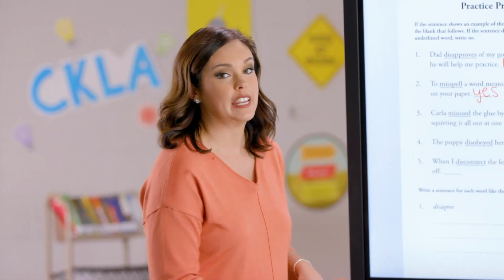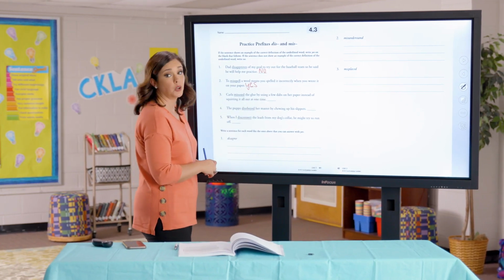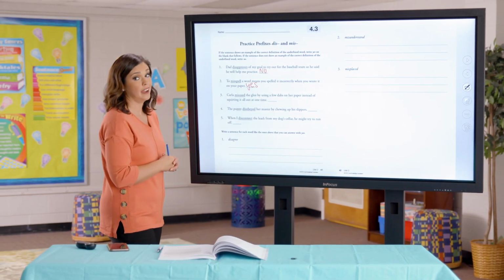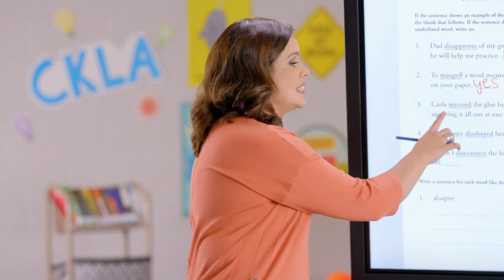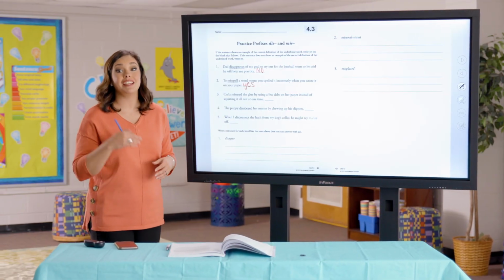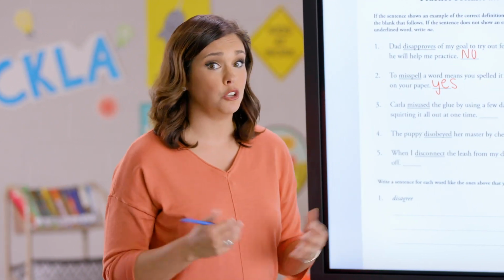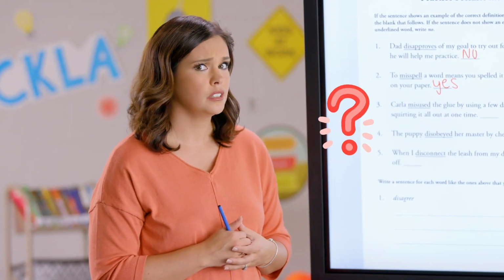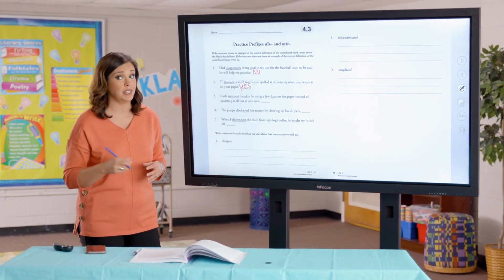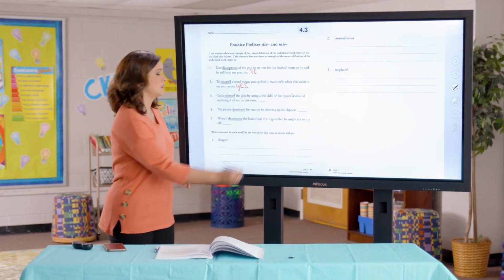Take a look at number 3. Carla misused the glue by using a few dabs on her paper instead of squirting it all out at one time. Notice how misused. Miss means wrong. So misused means to use something the wrong way. Does it sound like Carla misused or used her glue wrong? No, it sounds like she did a great job by only using a few dabs at a time. So, misused doesn't make sense in this sentence.